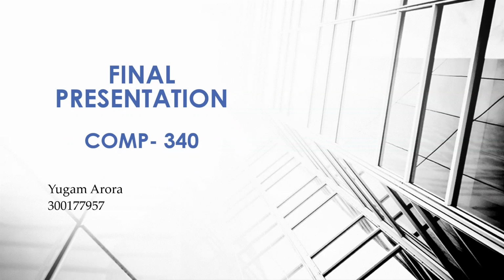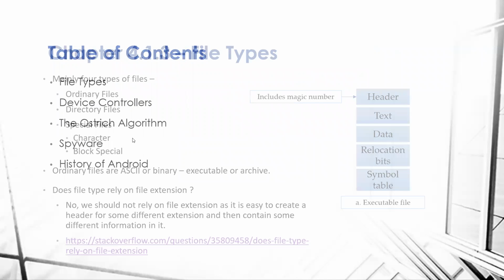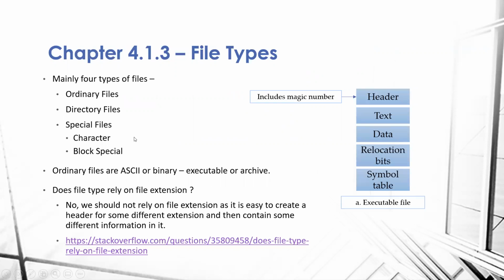That is file types from chapter 4, device controllers from chapter 5, the ostrich algorithm from chapter 6, spyware from chapter 9, and history of Android from chapter 10. So these are the topics we will be covering. Let's start with chapter 4, file types.